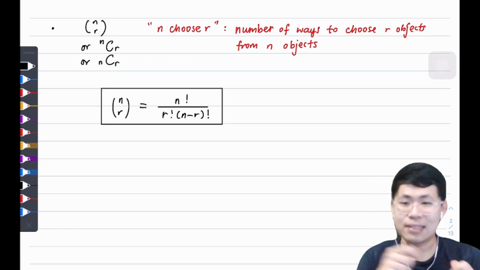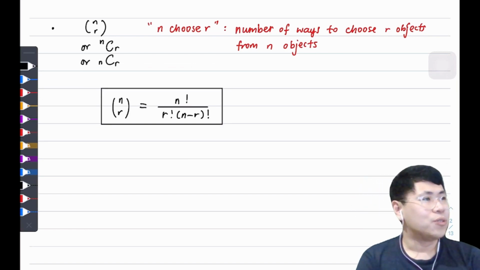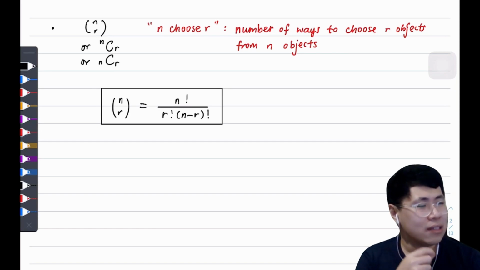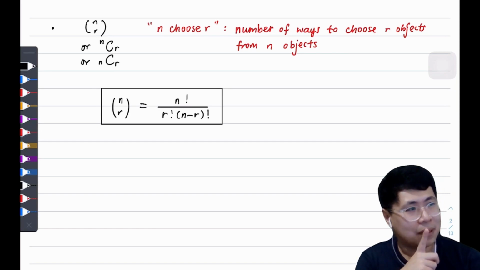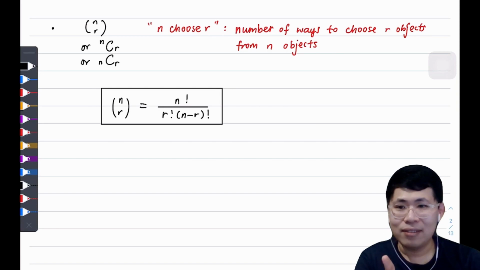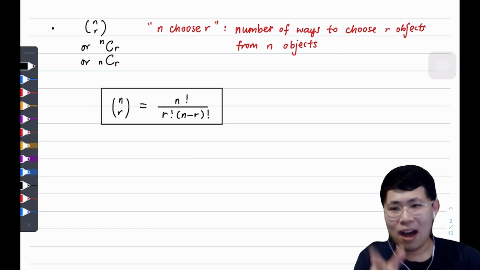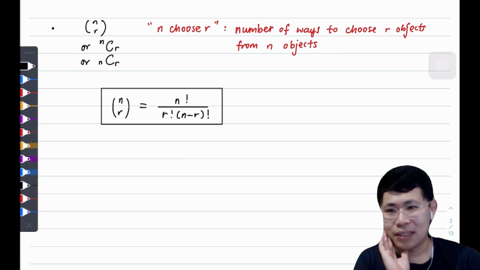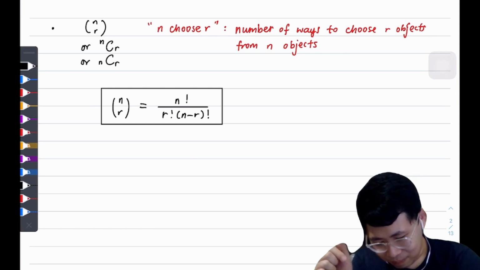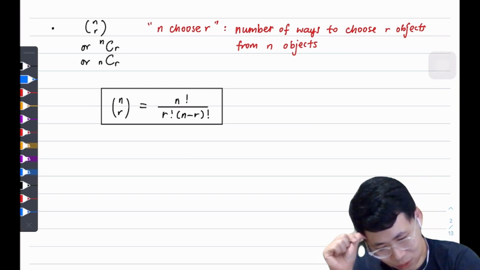Okay, like this. Now let me give you an example. By the way, n and r are integers, positive integers. And r must be a smaller number than n. Okay, so this one, let me do this.